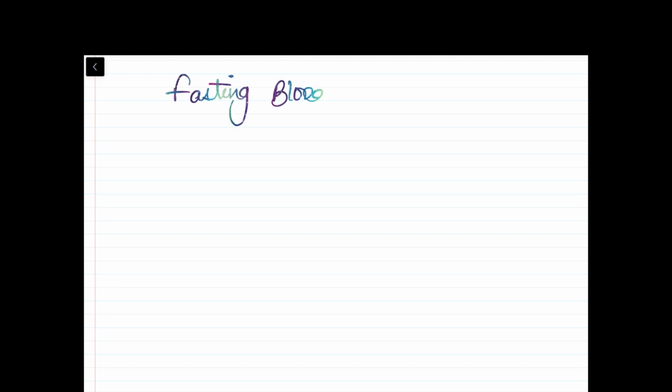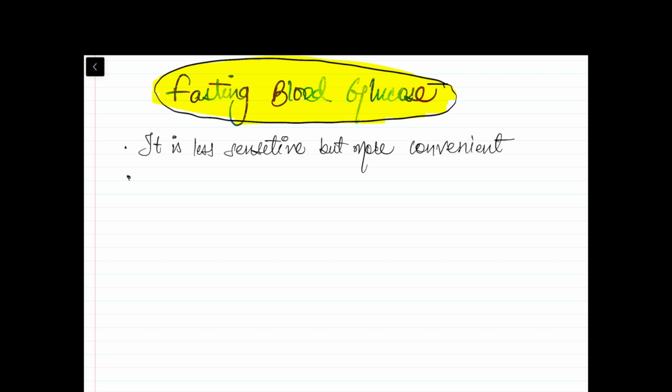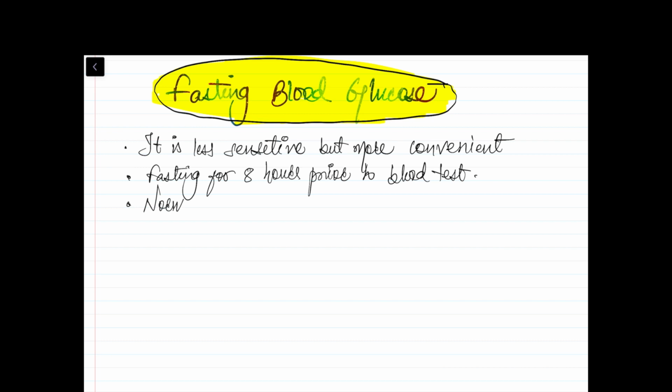Let's learn about fasting blood glucose as well as the oral glucose tolerance test. So first, fasting blood glucose. It is the less sensitive but more convenient way. It can be done in a very easy way. Fasting for 8 hours, especially during sleep, and then when you wake up, you go for a blood test in the fasting state. The normal value for people without diabetes would be 3.9 to 5.5 millimole per liter.